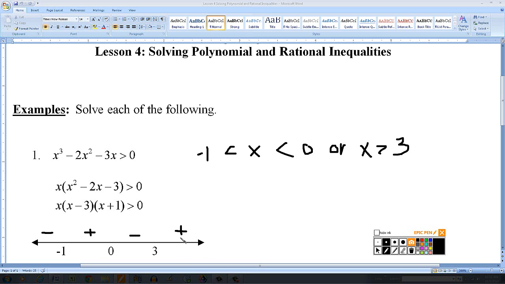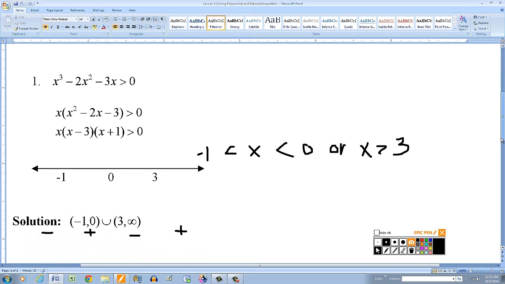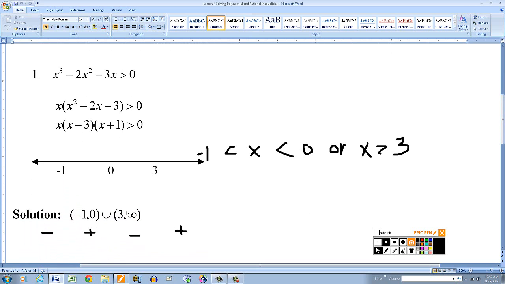Now, in the course that I taught, we usually gave the solution in interval notation. So this same solution can also be written this way: -1 in parentheses, -1 comma 0, and then instead of the "or" we use the union, 3 to infinity. Okay, so this is the interval notation for the same answer that I have over here.